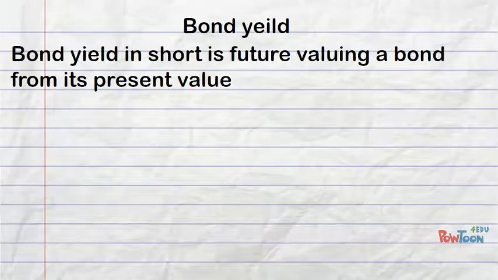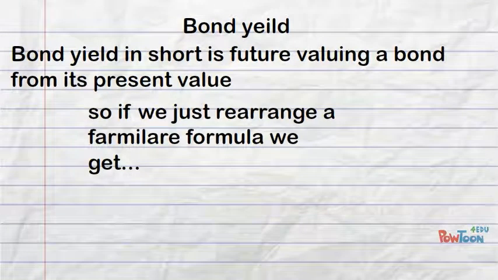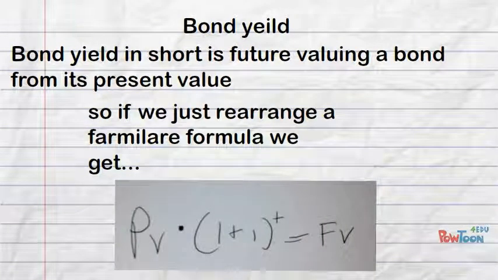Okay, bond yield. Bond yield is a little different than what we were doing before, because instead of trying to find out what the present value of the bond should be, we're trying to figure out what the future value of the bond will be. And as we can see from the formula below, it's very similar to what we have just done. It's present value times 1 plus I, interest, with an exponent T to determine future value.